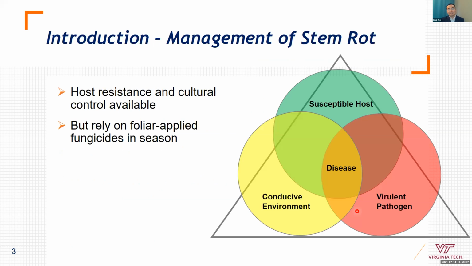So how to manage this disease? Let's first look at the classic disease triangle. We need to have a susceptible host, virulent pathogen, and conducive environment, then there will be disease. We can also develop the management practices based on this disease triangle. Efforts have been made to develop varieties with increased tolerance to this disease, and cultural practices such as crop rotation and deep plowing can reduce the initial inoculum, thus reduce the disease. However, growers mainly rely on the application of fungicide during the growing season for the control.